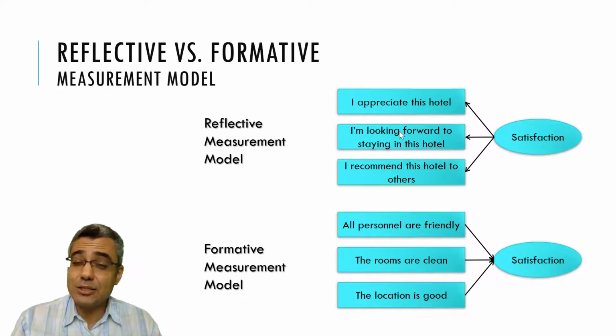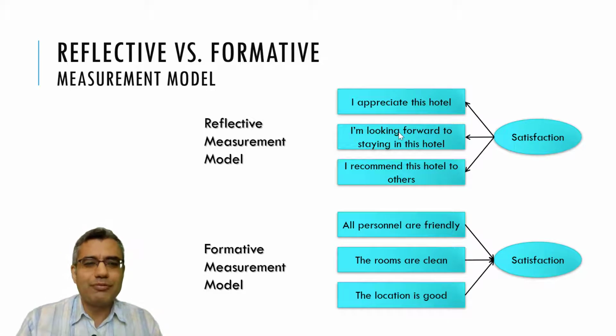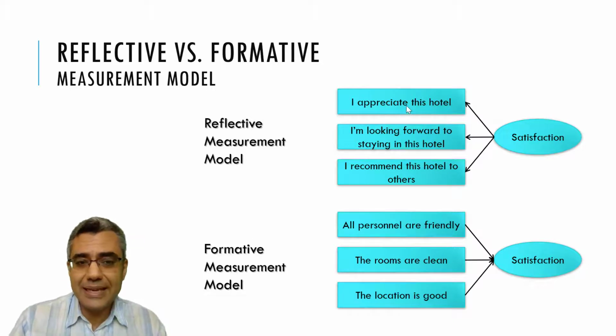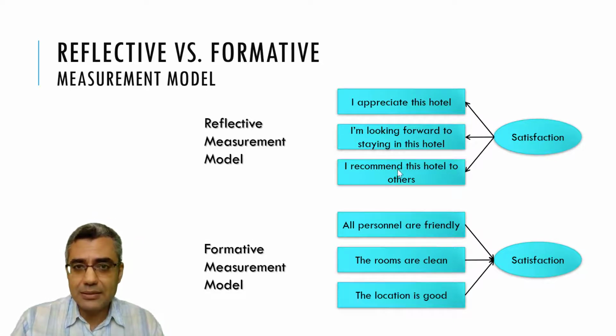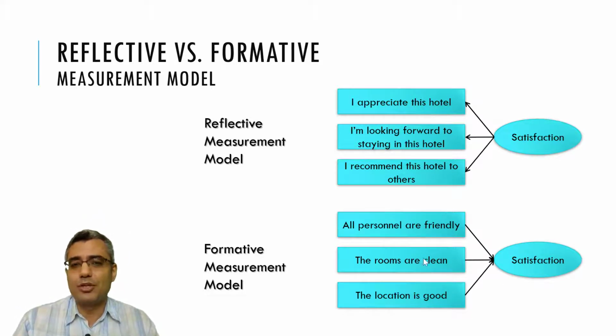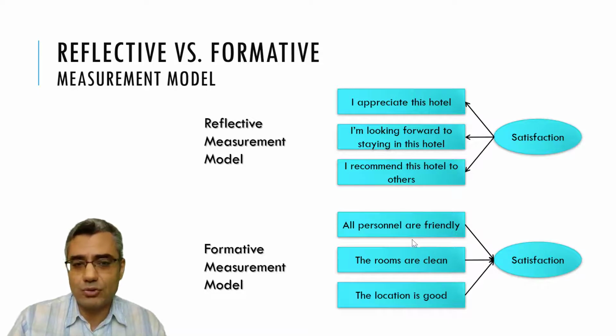And this means reliability, right? So for reflective constructs, we can talk about reliability. But for formative constructs, no. Because for formative, we don't expect high correlation or similarity between the responses, right?